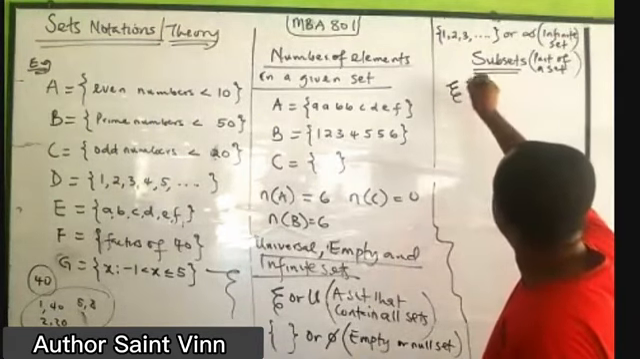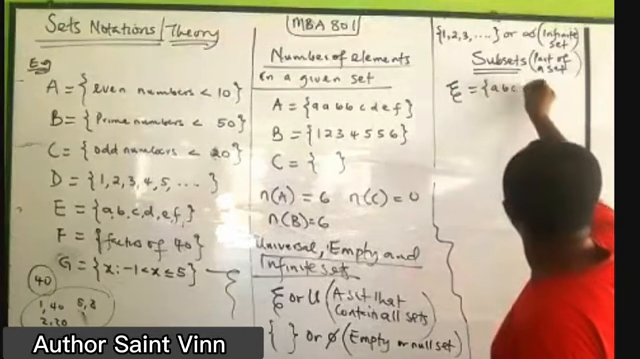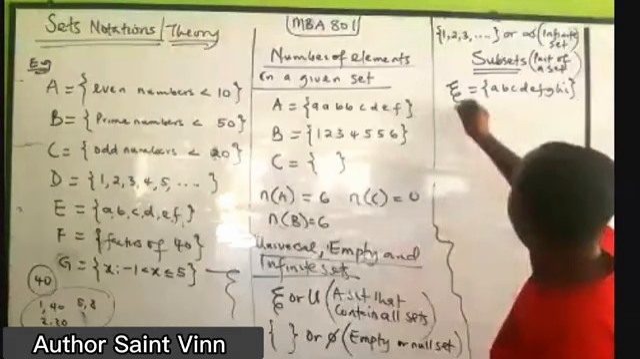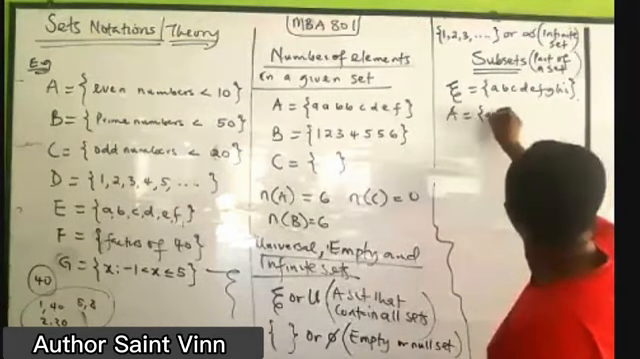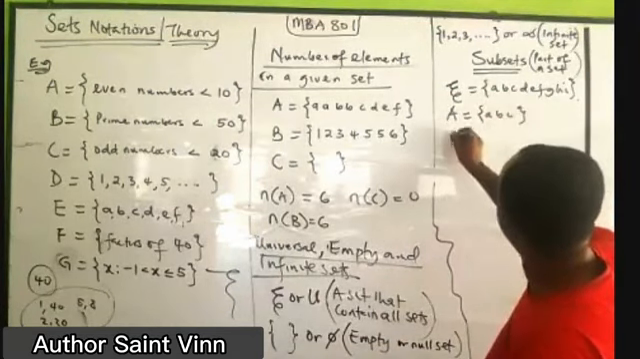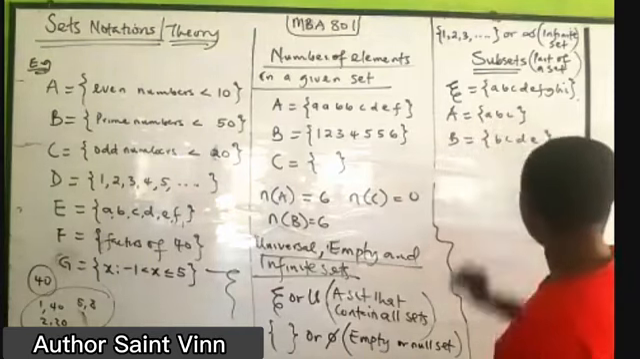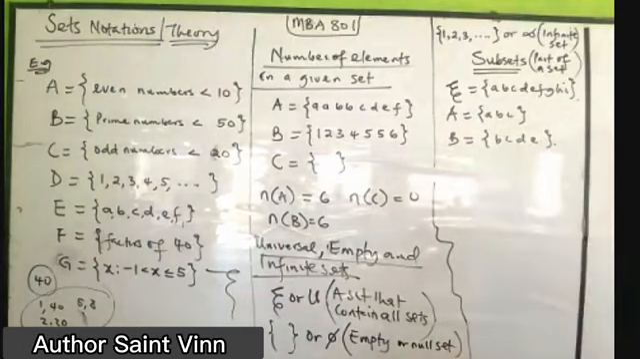I have the universal set: A, B, C, D, E, F, G, H, and maybe I. I have set A: A, B, C. I have set B: B, C, D, E. If you look at the board carefully, everything inside A can be found in the universal set. That means A and B are subsets of the universal set.